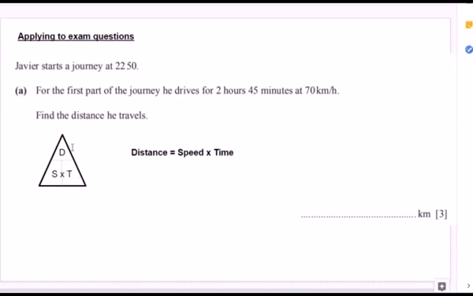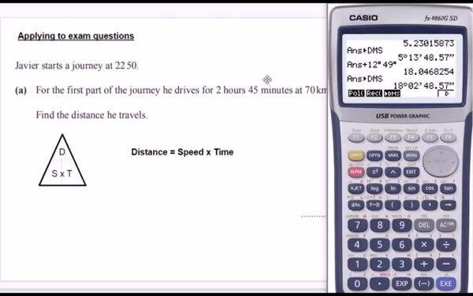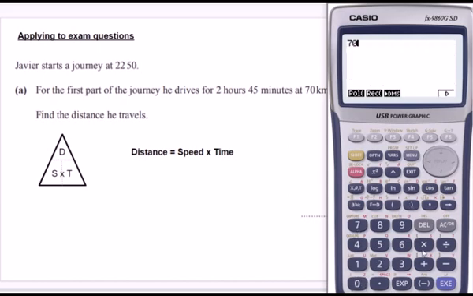Using the DST triangle, you know that if you cover up distance, distance is speed times time. So we need to do the speed, 70 kilometers an hour, times the time, 2 hours and 45 minutes. So you've got two options. If you just want to go straight to the answer, you can do 70 times 2 hours and 45 minutes. That should tell you that Javier travels 192.5 kilometers.